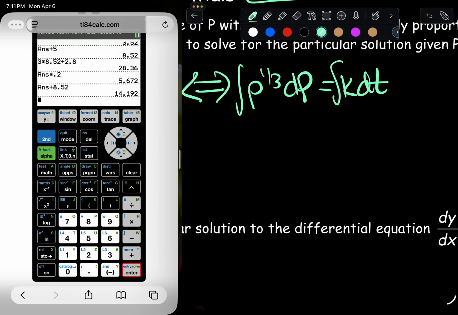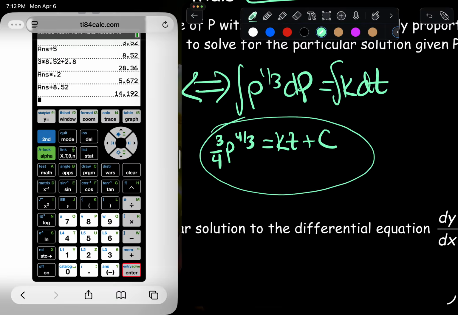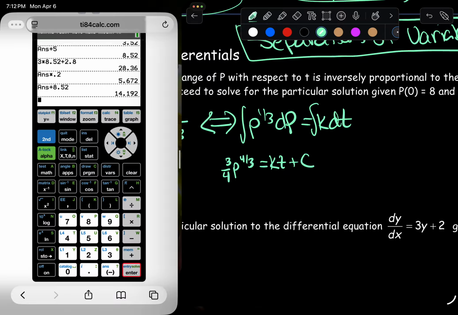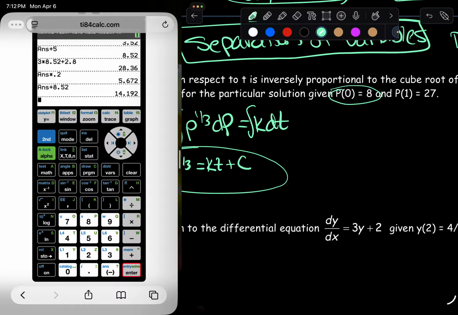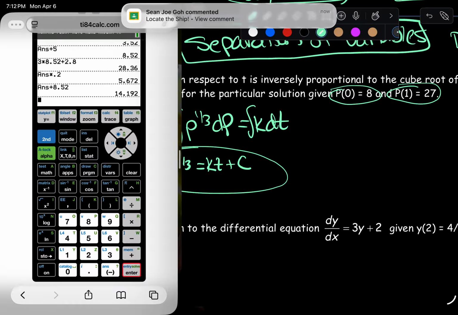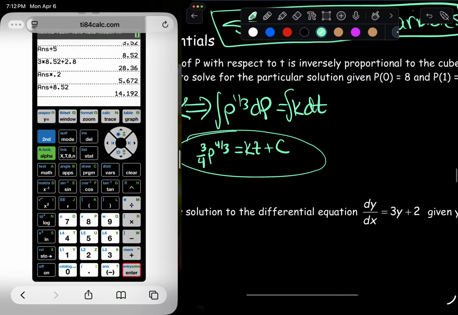The integration of p to the 1/3 is going to be p to the power of 4/3. Coefficient will be 3/4. Integrating k with respect to t, we get kt, and then plus our constant of integration. Now again, we only include the c on the second one because it accumulates all the plus c's. There's 2 plus c's, but we just make them one constant. So you don't have to worry about the plus c on the left side. Now from here, we are solving for a particular solution. We already have our general form, but we want the particular, which means we can use this and or we can use that. So from here, let's plug in 0 and 8.